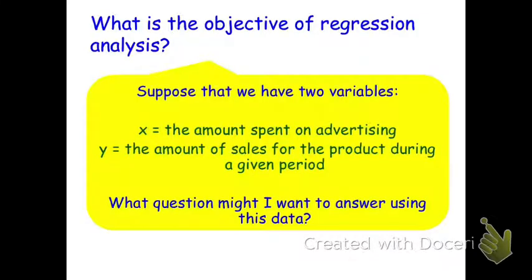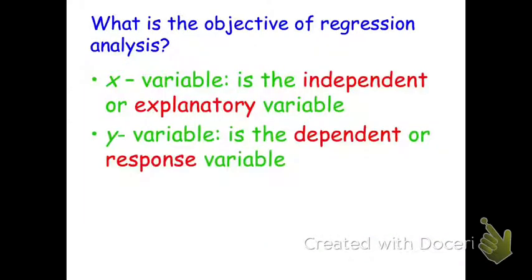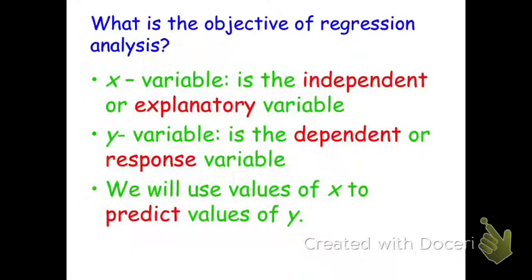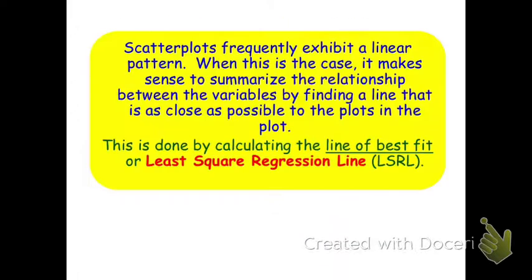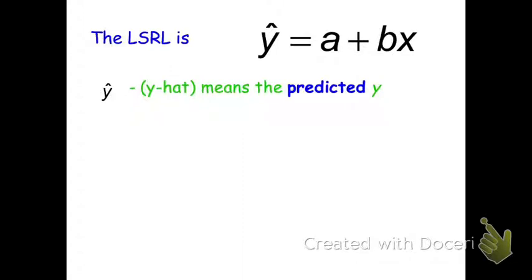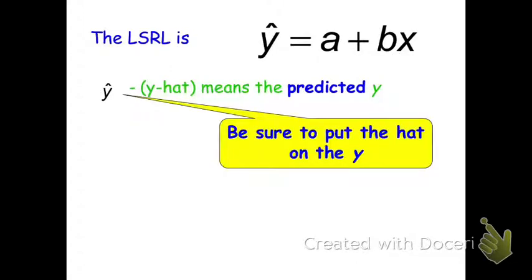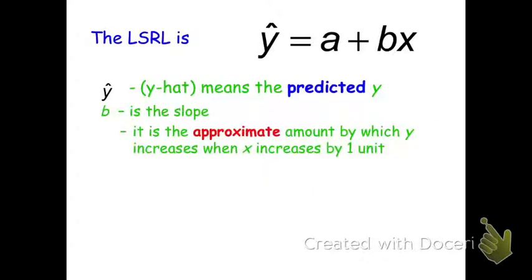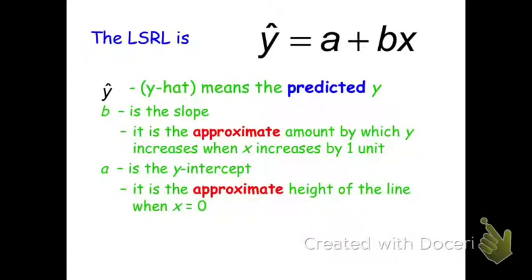So, I said correlates. When we are looking more at the least squares regression line, or your line of best fit, we say x is our independent variable, y is our dependent. We use values of x to predict y. So this is the formula. Y hat equals a plus bx. Y hat means predicted y. Be sure to put the hat on it. B is your slope. A is your y-intercept.